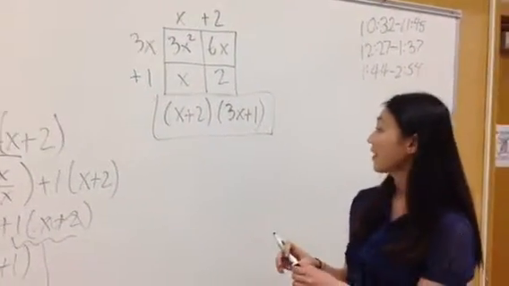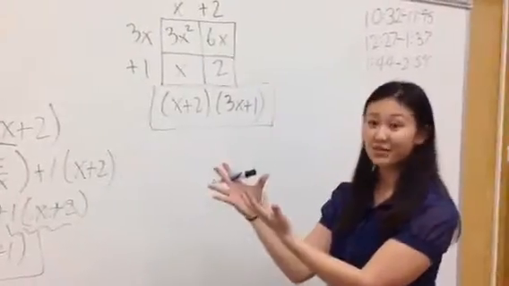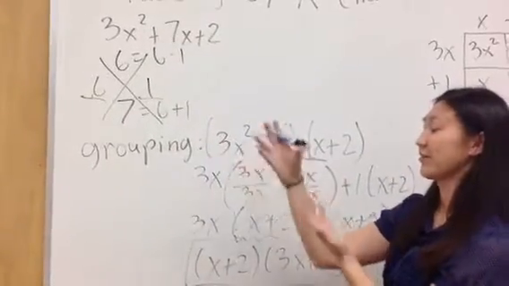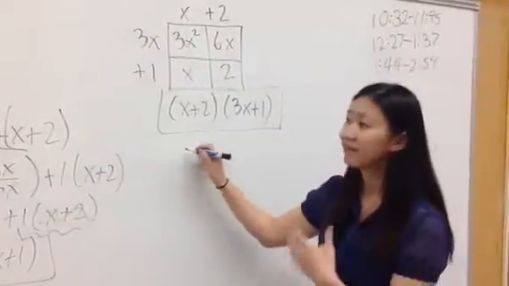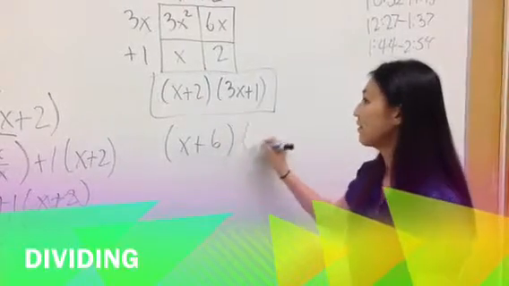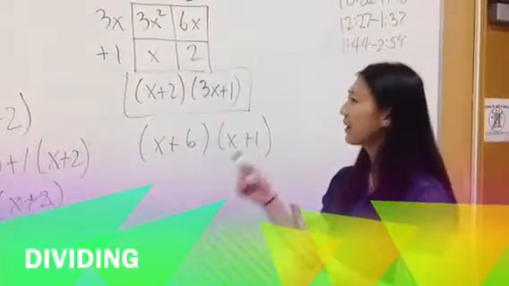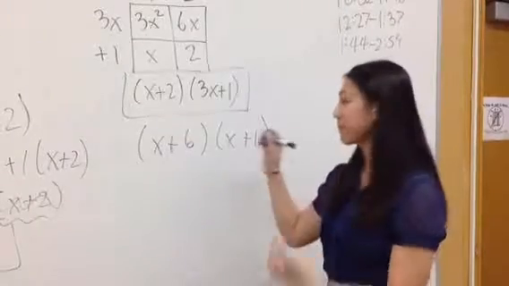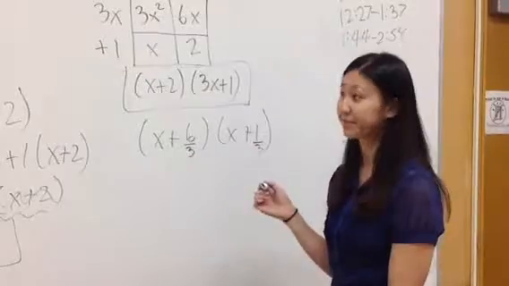So here is the last way to do the problem. We've just finished our x right here. We got 6 and we got 1. So we're going to actually write it kind of like how we wrote it before. It's going to be x plus 6 times x plus 1. But notice how we had that 3 in front, right? So the 3 was the problem. So we're going to do something with the 3. So we're going to divide both of these numbers by that 3.